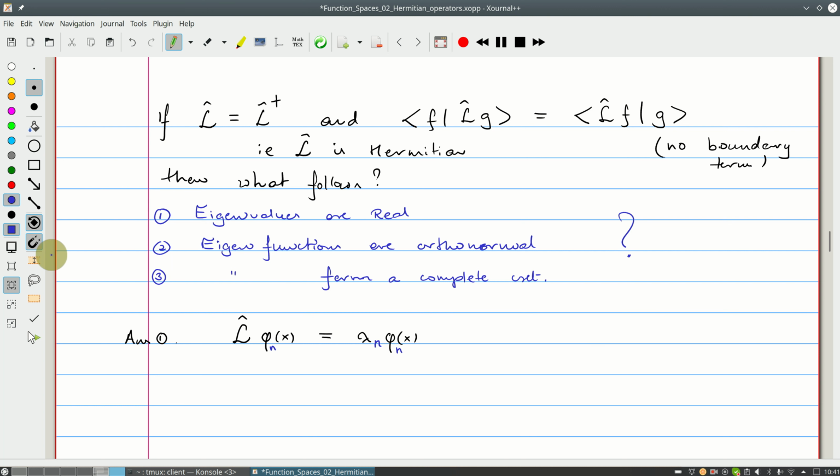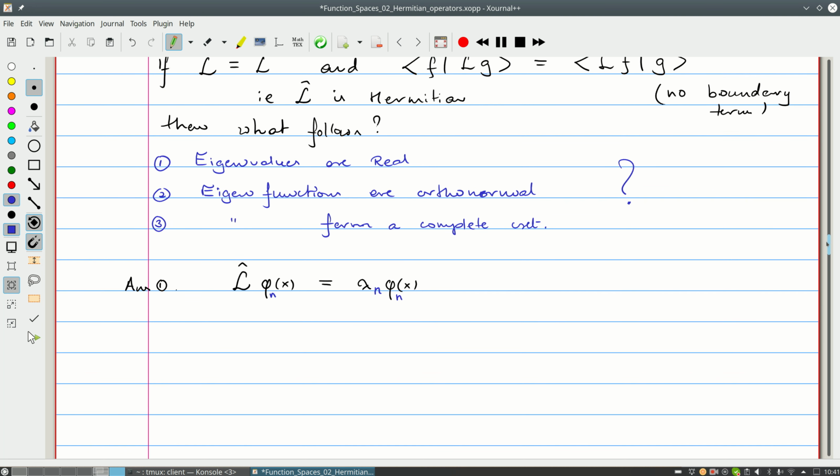Okay, so these lambdas are the eigenvalues and the phi are the eigenfunctions. The first thing we want to show is that the lambdas are real. Now, how does that follow? Well, let's use the definition. First, we're going to do it in a very high level way, and then we'll look at it in a little more detail.